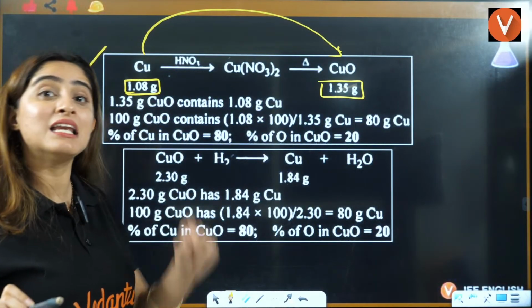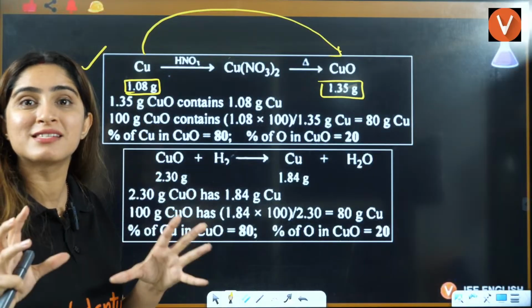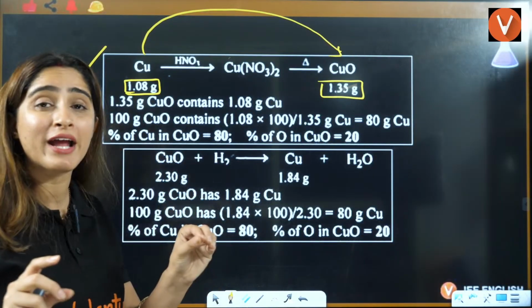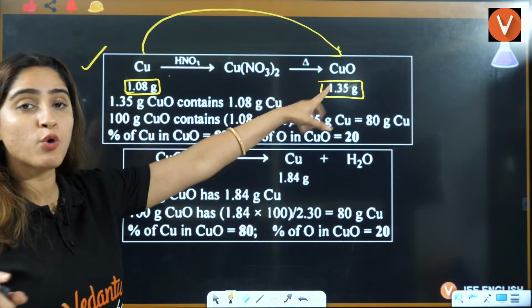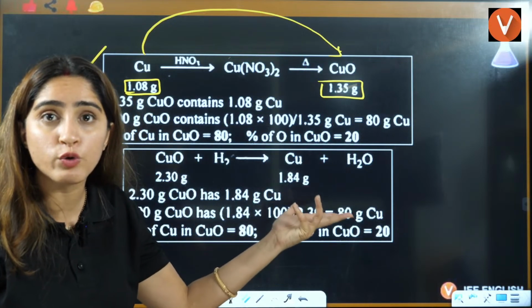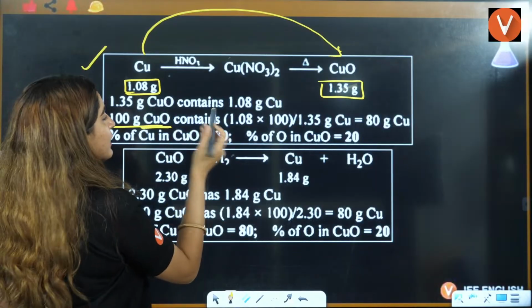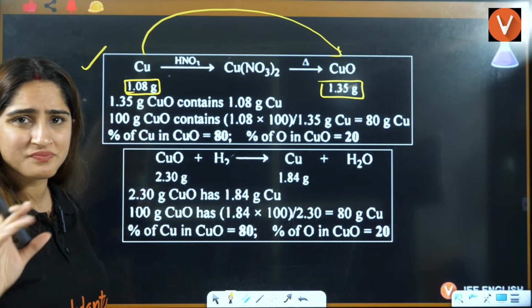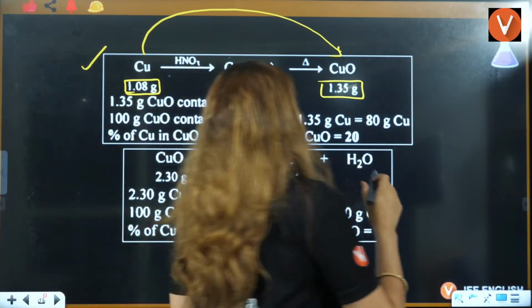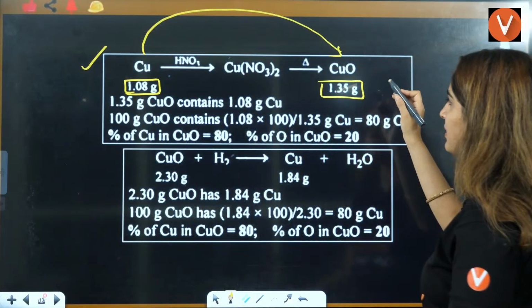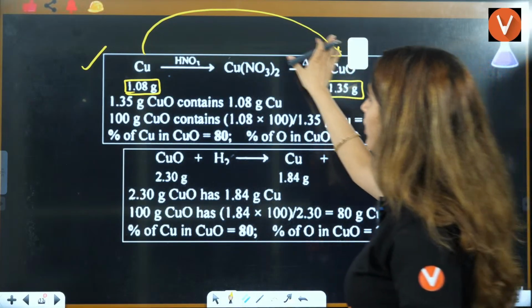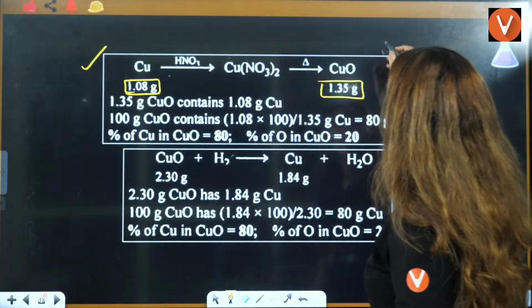Now, just like in the last question, here I will fix it as 100 grams. I have to find, in 100 gram of CuO, how much copper it is going to give me. So in 100 gram of CuO, it will contain how much? Same thing. How to apply the unitary method? See, the simple thing is, let me just draw it here. Let me just write it here.